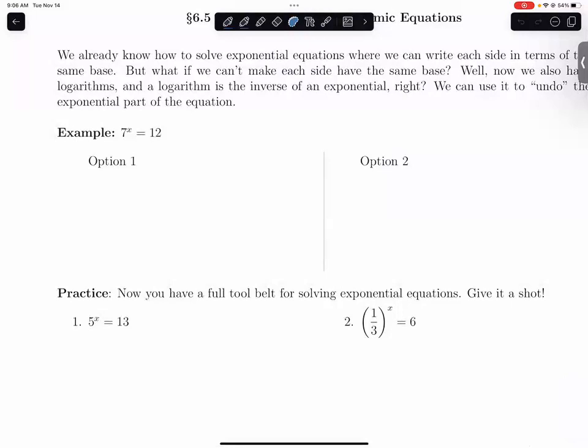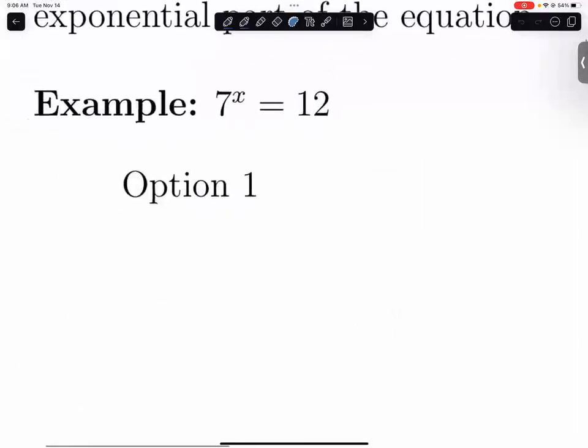Okay. So we're a week into now saying that being able to go back and forth between these things is going to be important, and this is finally the big payoff for it. I want to solve 7 to the x equals 12 and find an exact value, right? Not just an approximation, an exact value here. What can we do?